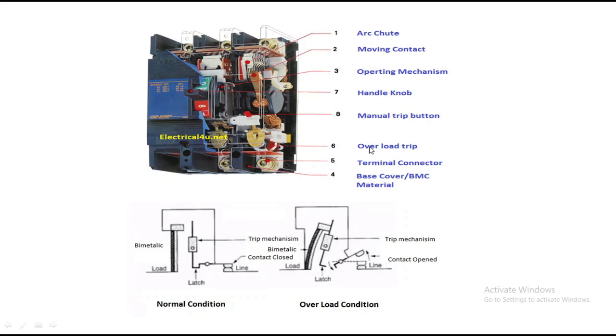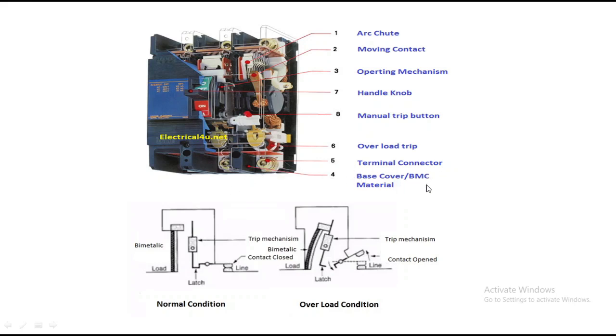Next, overload trip. Overload trip is done by this solenoid. Here is the solenoid. Whenever an overload enters our network, the solenoid operates, and due to that solenoid, the circuit breaker will be tripped. Next, terminal connector. Terminal connector means the complete system enters here, and the complete system ends here. This is the terminal connector.